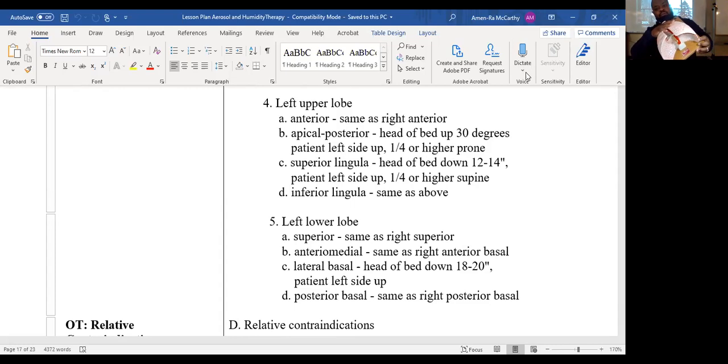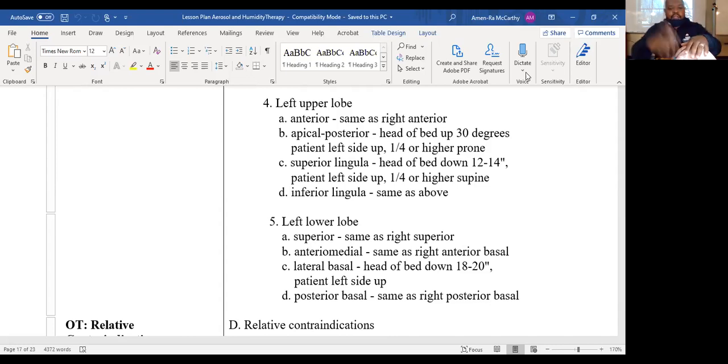a quarter or higher, prone. So you're gonna have the head of the bed up about 30 degrees, right? But you're gonna have the left side up a quarter or higher, prone. So you're kind of on your stomach, but not all the way, right? You're almost on your stomach, but you're not all the way. You got the left side up, but they want you to turn towards prone just about a quarter. So your left side is up, right? And head of the bed is about 30 degrees, right? So you like this. It's harder to do with this model. But if this is my left, this is my right, I would have to be on my stomach. I would have to be this way, right? On the bed. I'll be like this with my left side almost prone. Okay? That's how you drain that segment.